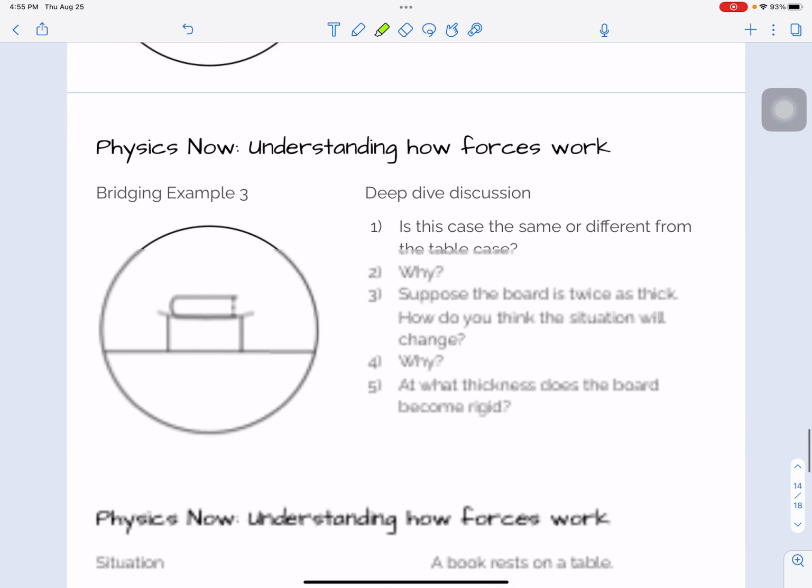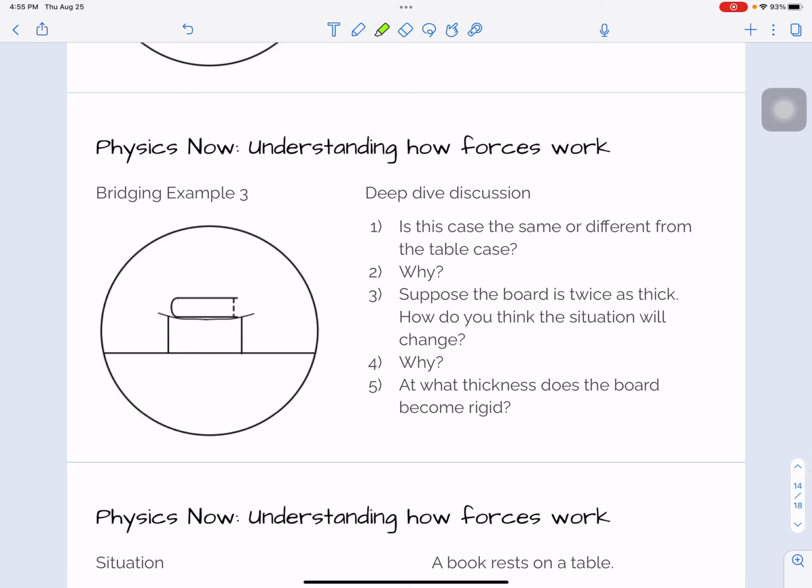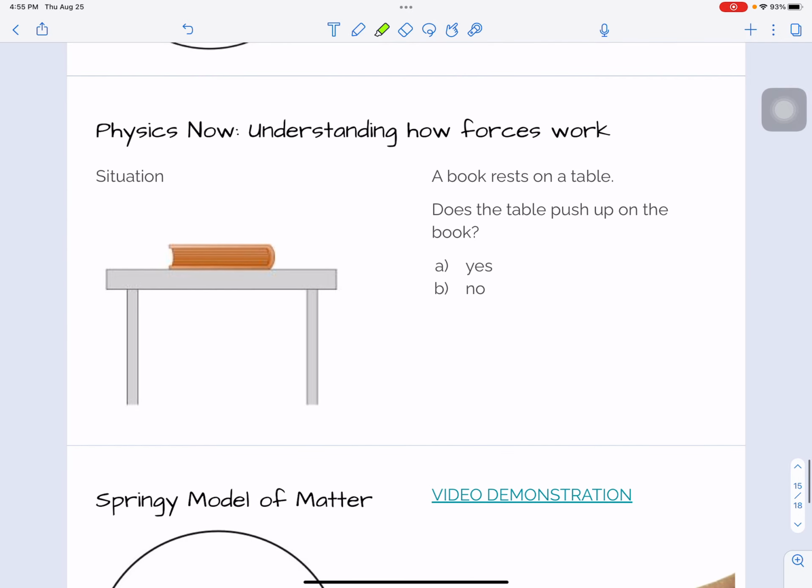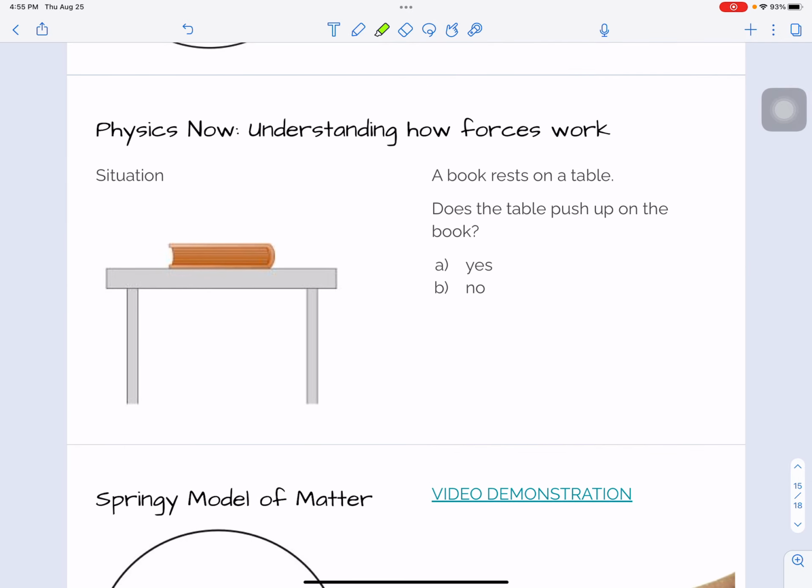Discuss. Okay, and then the last thing I want you to discuss with this is at what thickness does the board become rigid? So we're going to go back to our original situation. A book rests on a table. Does the table push up on the book?